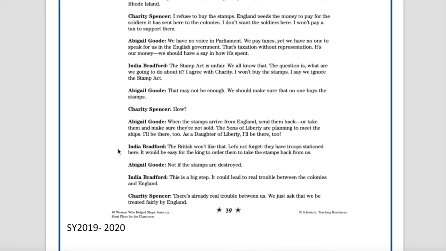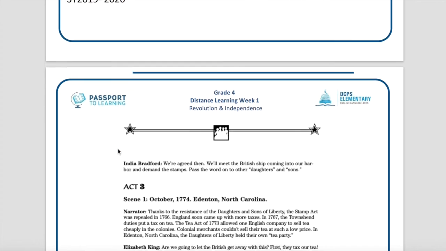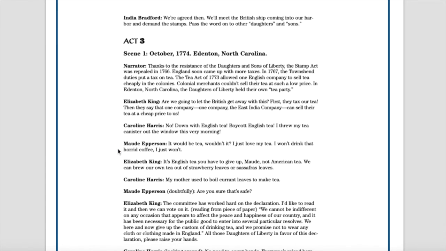Charity Spencer. There's already real trouble between us. We just ask that we be treated fairly by England. India Bradford. We're agreed then. We'll meet the British ship coming into our harbor and demand the stamps. Pass the word on to other daughters and sons.